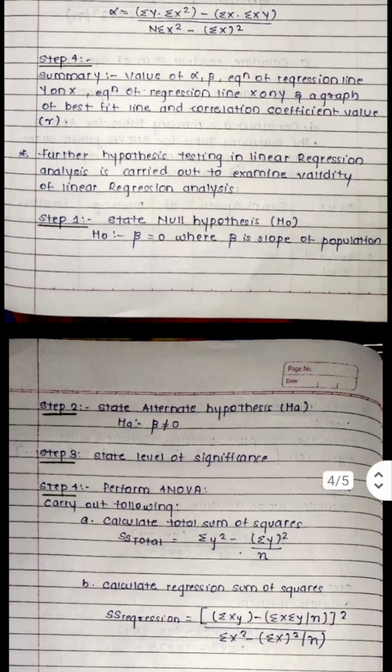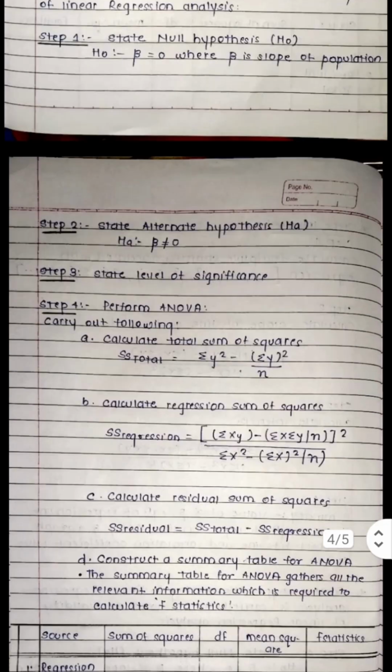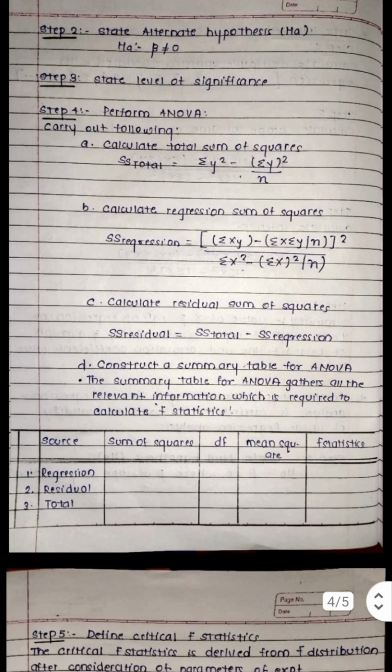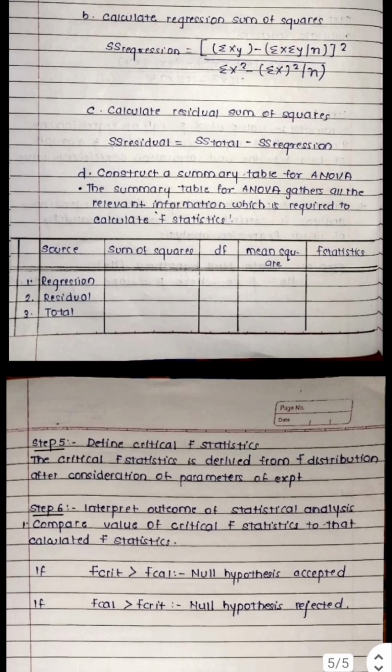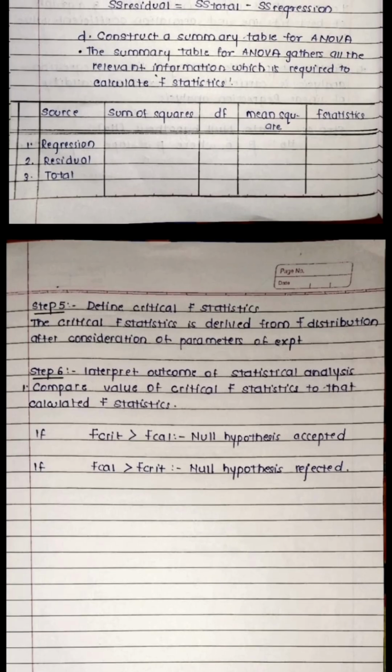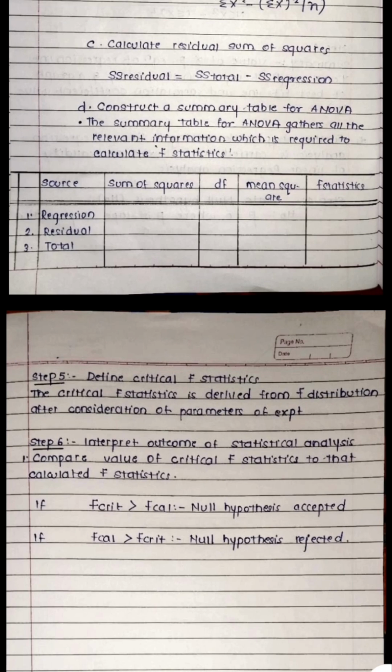Based on the total sum of squares, based on the regression sum of squares, okay, residual sum of squares, all these values we have to tabulate here to find out the f calculated or f statistics, and that will then be compared with the tabular f value, okay, and based on that the null hypothesis can be accepted or rejected.